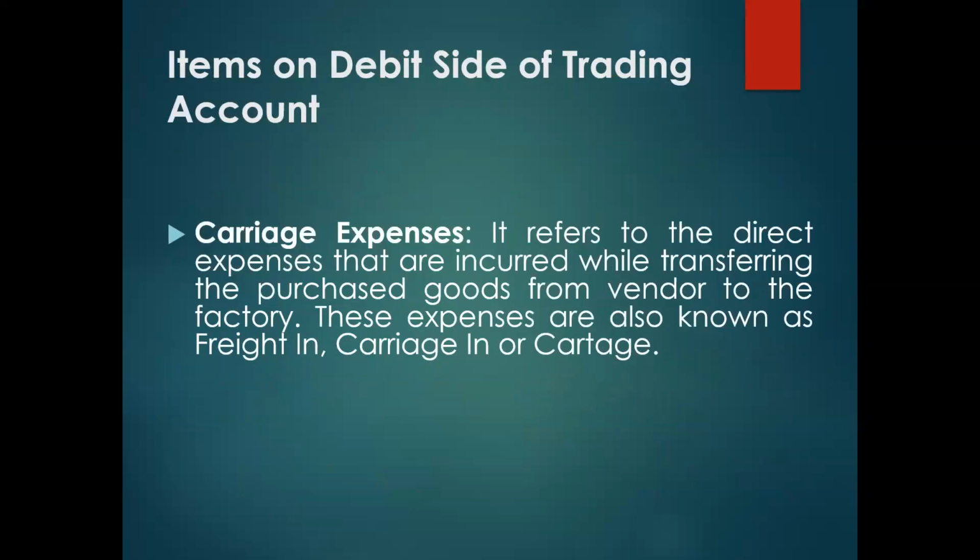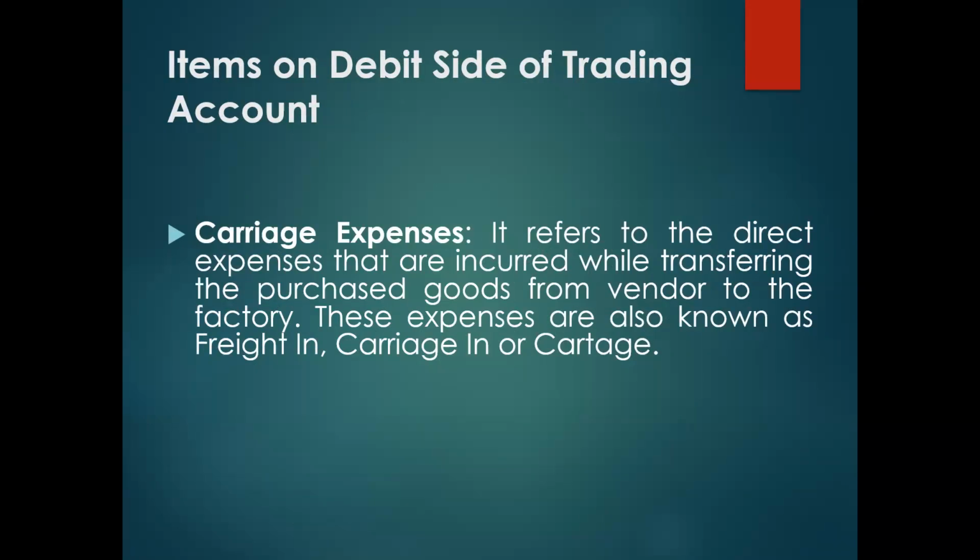The next one is carriage expenses. That is the transportation charges you're paying to the transportation agency for transporting the raw materials from the vendor, that is from the supplier, to the production unit or to the factory premises. So the company is taking care of the transportation charges. That comes under carriage expenses.